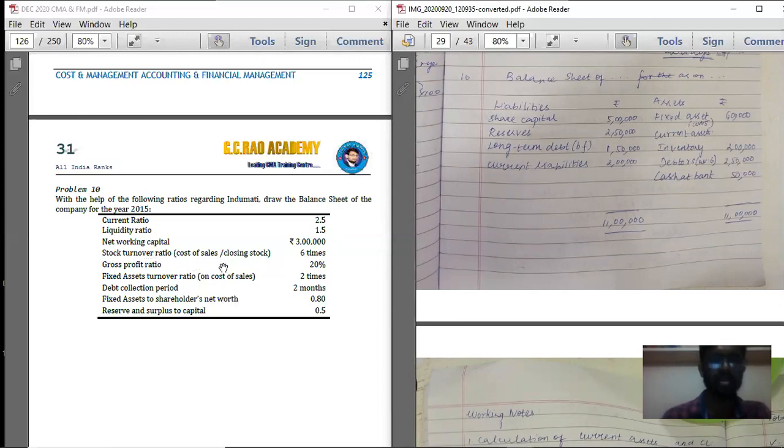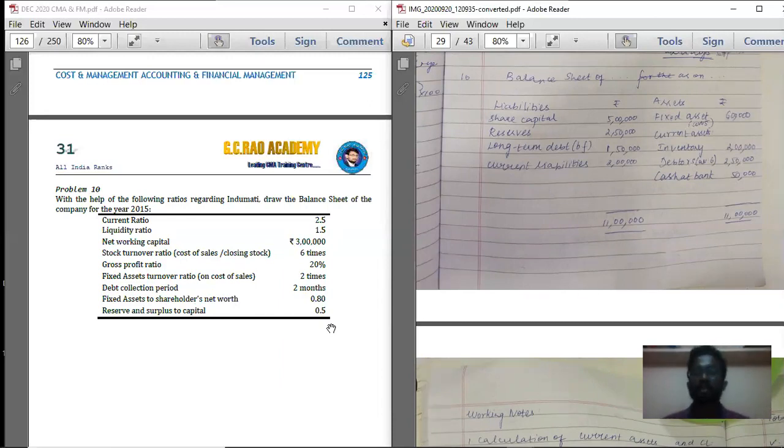stock turnover ratio, cost of sales divided by closing stock, 6 times. Gross profit ratio 20%, fixed asset turnover ratio 2 times, debt collection period 2 months, fixed assets to shareholders net worth 0.8, reserves and surplus to capital 0.5. So with this we should calculate and draw the balance sheet.